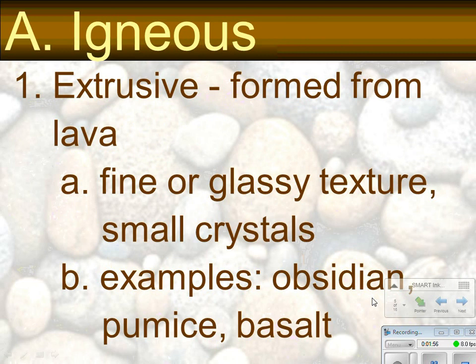The first type is extrusive. Extrusive, think about the word exit. Extrusive is formed from lava, which is outside of the earth. If you exit the earth, you'd be lava. You're outside of the earth. And extrusive igneous rocks are going to have a fine or glassy texture. Small crystals because they're going to cool very quickly because it's so cool outside.